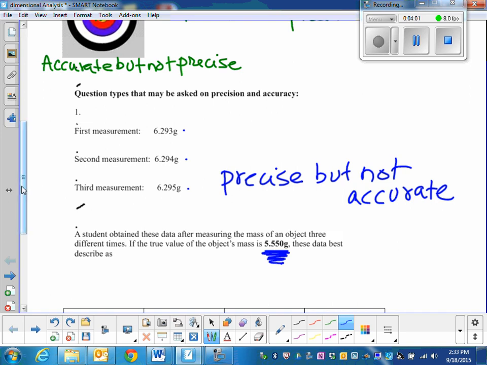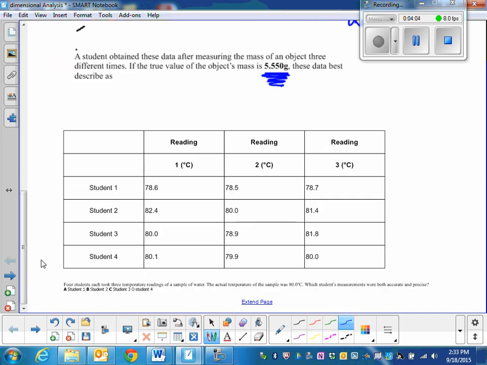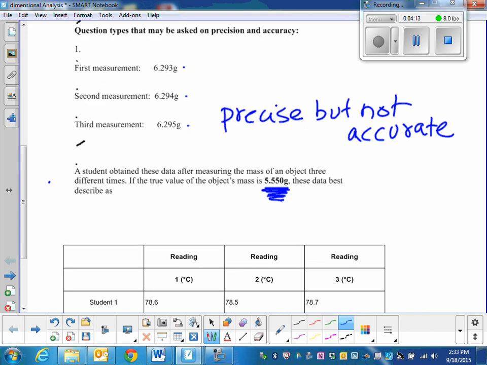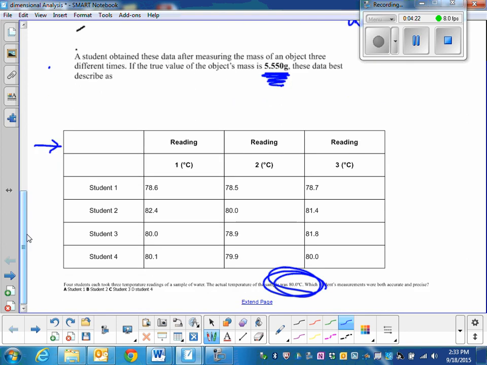So if you come to the next problem set, the student should get a sample of what? What should be the temperature? It should be 80 degrees. But look at student 1's data points. Scroll down. Okay, so look at student 1's results. Student 2, student 3, student 4. The question is asking which student is both precise and accurate. Which student matches close to B? Look at the values.